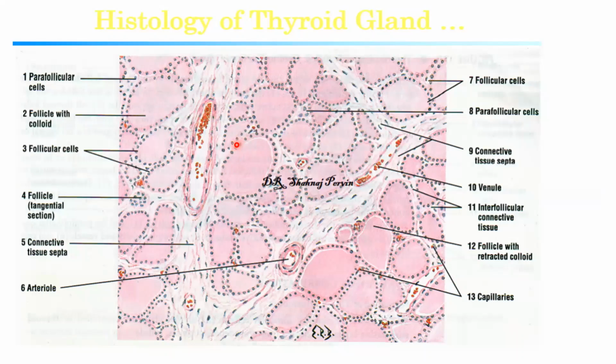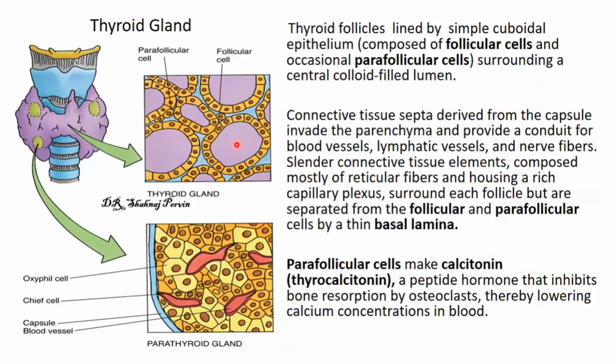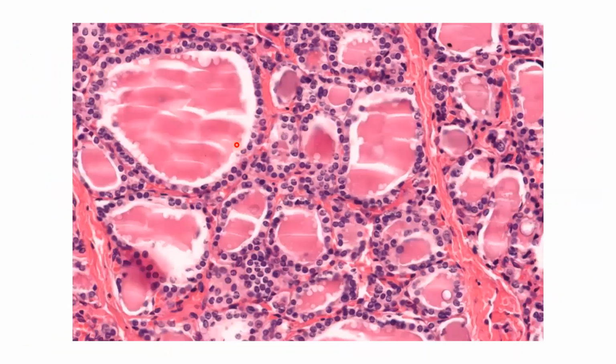So what is the identification feature? The first identification feature of the thyroid gland is that thyroid follicles are there. Let us see. This kind of picture you will be getting. This is a thyroid follicle, and on its side the cells are there. These are the follicular cells. This is one follicle, this is another follicle, this is another follicle. In between the follicles, we are seeing a few groups of cells.